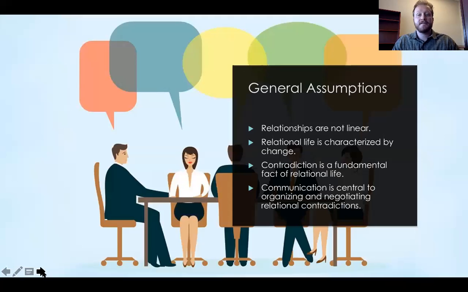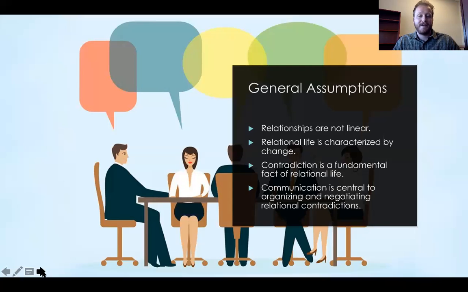Some general assumptions of the theory: relationships are not necessarily linear, and relational life is characterized by constant forms of change. Even though we are engaged in dialectics, changing what dialectics we're going to communicate around, how they're established in our relationships, and what dialectics we lean towards are going to determine what we're expecting here, or how that relational life is developed. Relational life is always changing and developing within these specific ways.